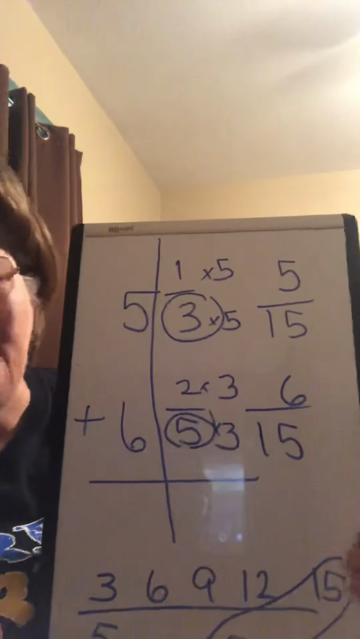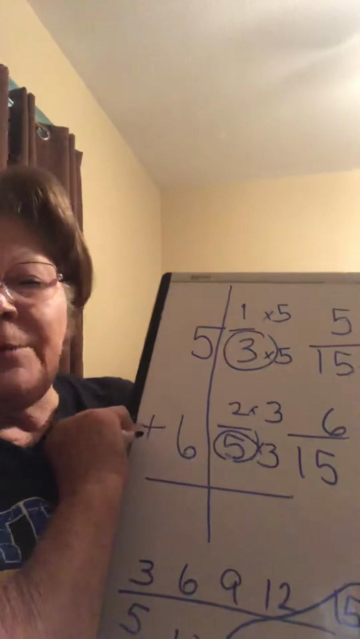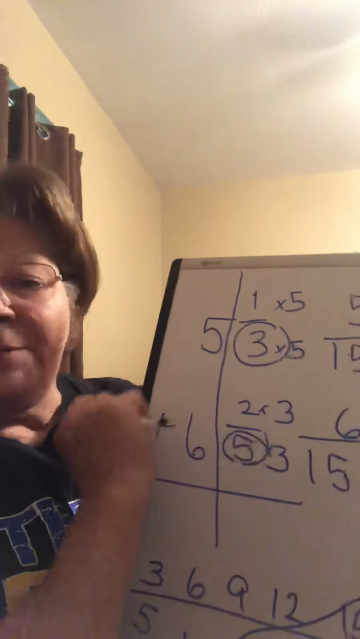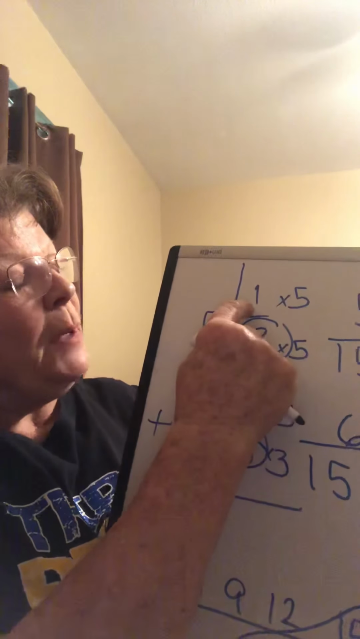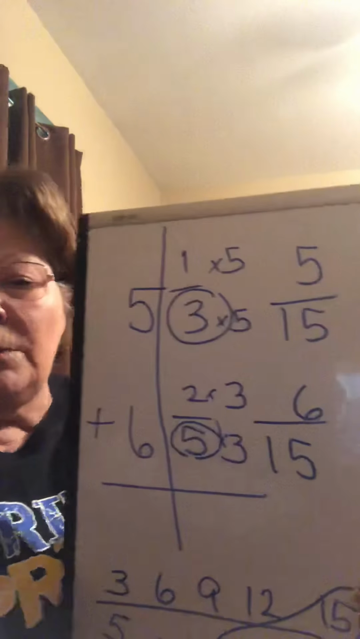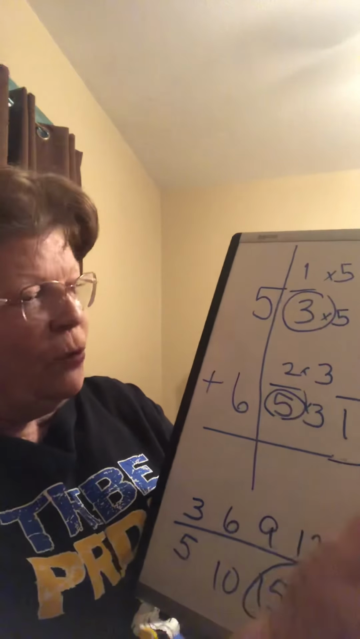Okay, I got 5/15. Did you get that? I said to myself, 3 times what number is 15? And 3 times 5 is 15. So whatever I do to the bottom, I have to do to the top. 1 times 5 is 5. Everybody get that? Okay, so let's take care of our fraction world first.